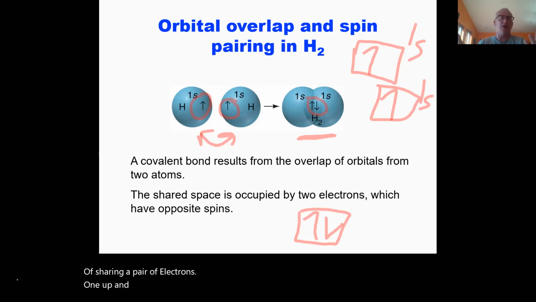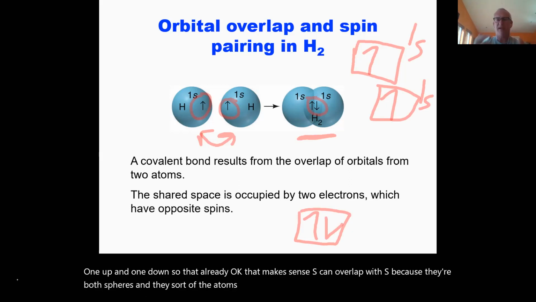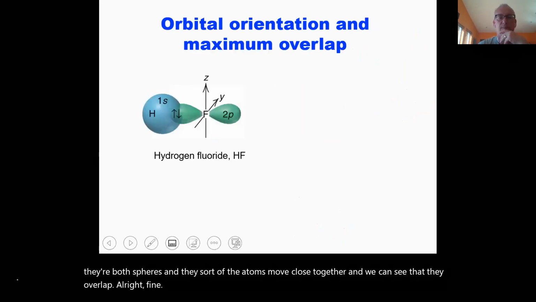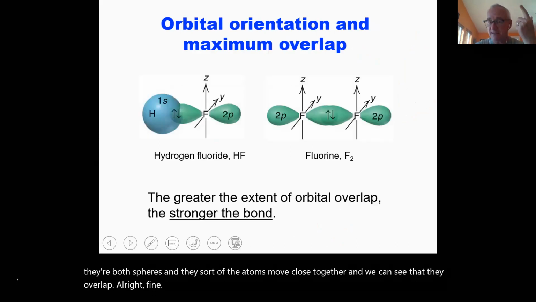So that already, okay, that makes sense. S can overlap with S because they're both spheres. The atoms move close together, and we can see that they overlap. All right, fine. Now we have a second example.